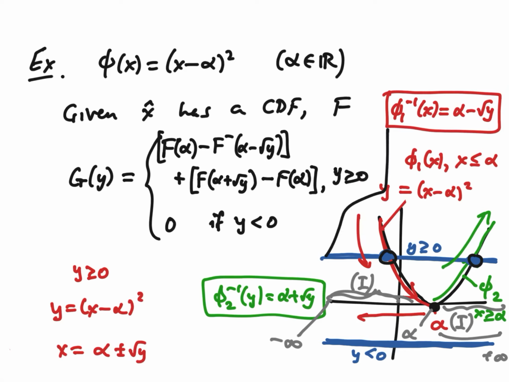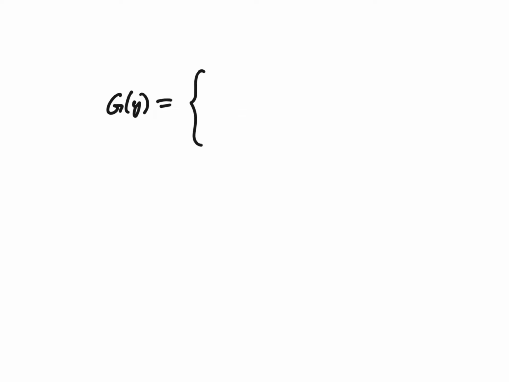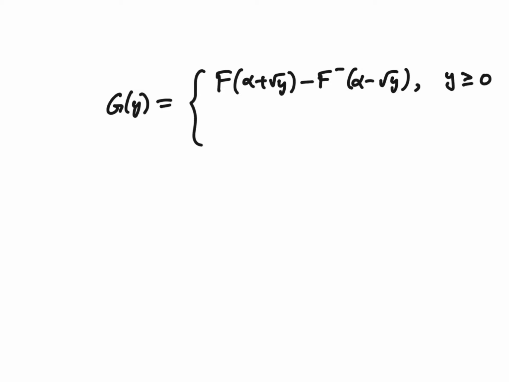Now you can see that there's a bit of a simplification possible here, because you have f of alpha and you also have minus f of alpha. You may as well just cancel those. And so in the end, what you get is that g of y is f of alpha plus root y minus f upper minus of alpha minus root y when y is greater than or equal to 0, and then 0 otherwise, when y is strictly negative.